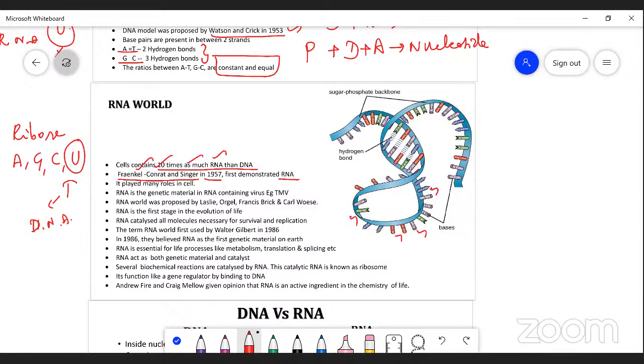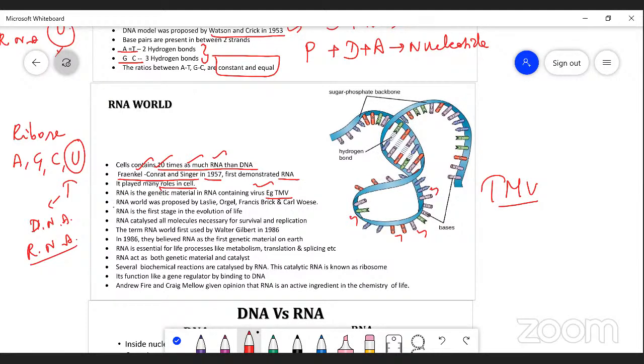The RNA plays many roles in the cell. It is one of the genetic materials. RNA is the genetic material. That's also very important. It is the genetic material in viruses. We can say the example, tobacco mosaic virus. TMV means tobacco mosaic virus. The RNA is the genetic material, especially in viruses.